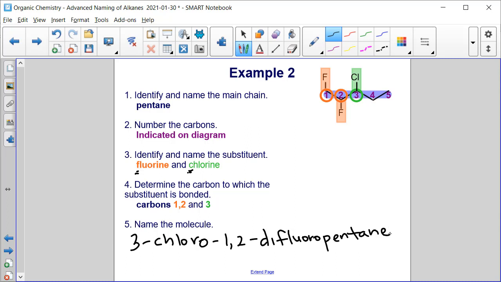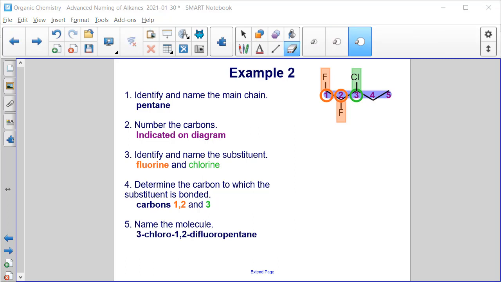So there's our name. It tells us it's a pentane chain that has a fluorine on carbons 1 and 2 and a chlorine on carbon 3. And here we have each of our steps summarized, for example, from simply identifying the main chain all the way through finding the substituents and naming it: 3-chloro-1,2-difluoropentane.